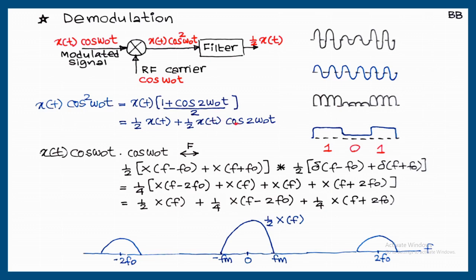Now this signal is around 2f naught. This is not the needed spectrum. That is why we are using a filter. And in this application, this filter is a low pass filter. The function of the filter is to remove half x of t cos 2 omega 0 t and select only half x of t. That is why the output is half x of t.